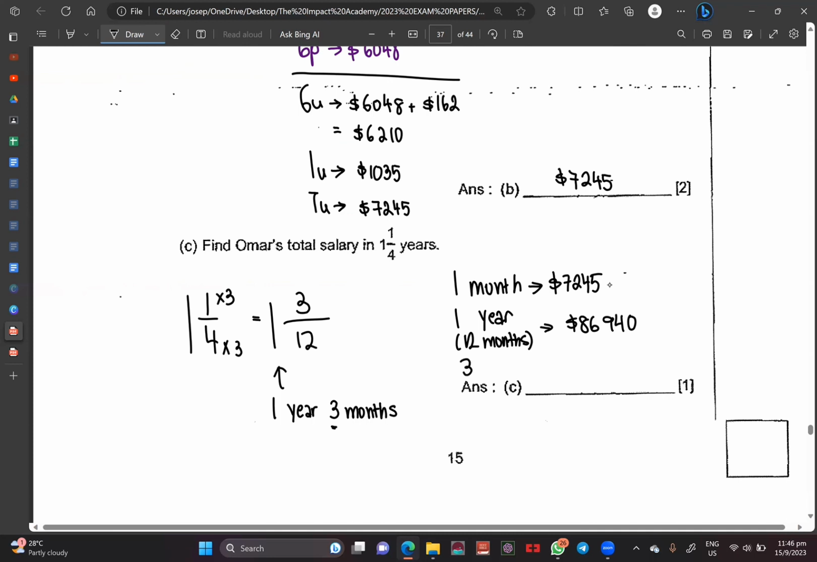Of course, you want to add in the 3 months as well. So 3 months, as you can see over here, will be 7,245 times 3, and we get 21,735. So the total will be 86,940 plus 21,735. When you add that up, you will get an answer of $108,675. And this is your answer for part C.